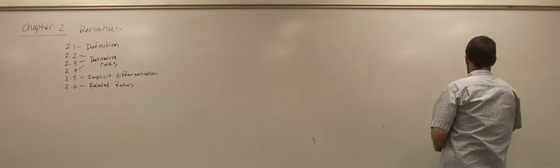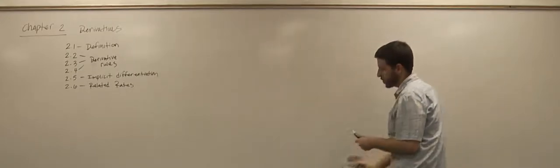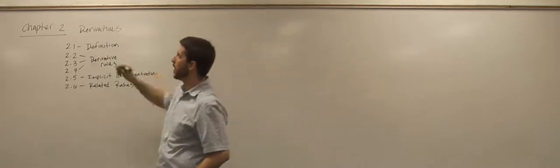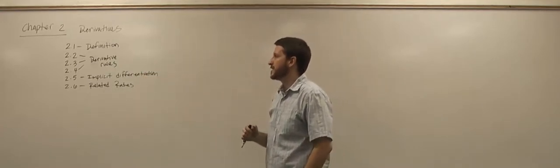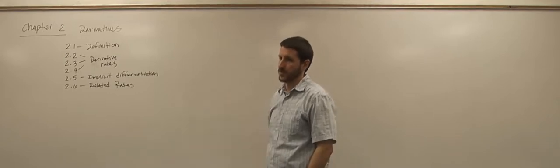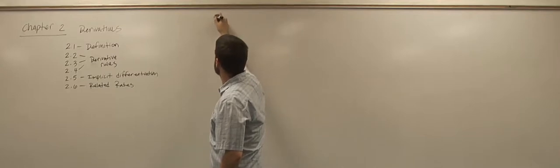Derivative is a slope of a tangent line, you said? Yeah, I'm going to define it very specifically when we get into 2.1. But yes, the idea is that the derivative of a function is in some way going to give you the slope of that function. So I'll get very specific.